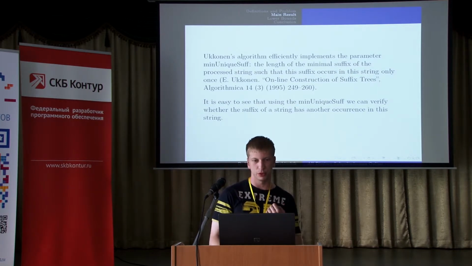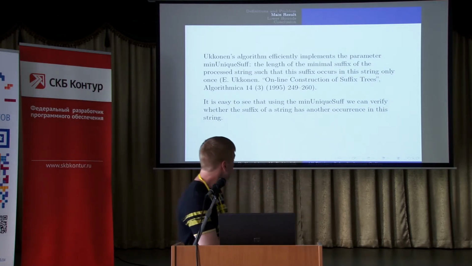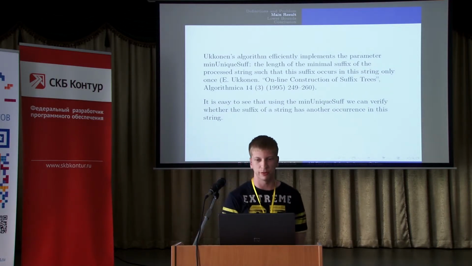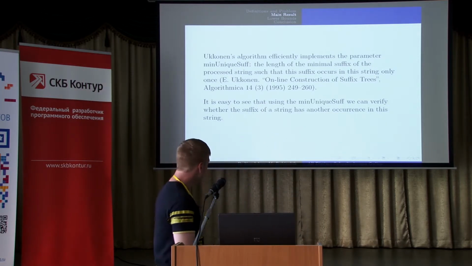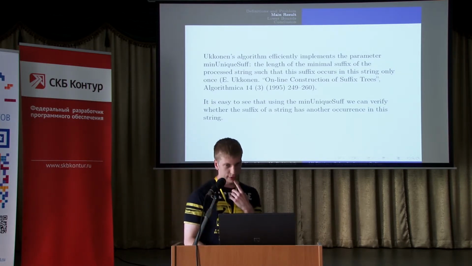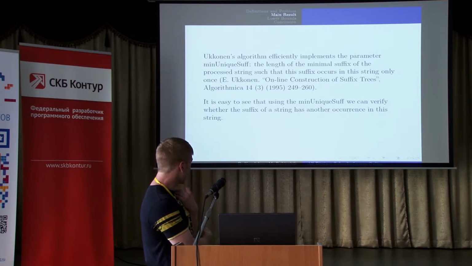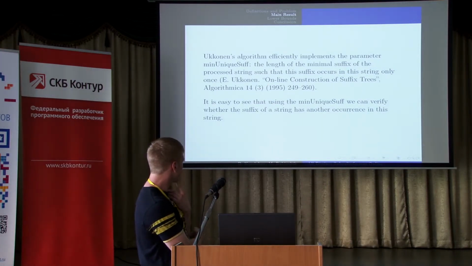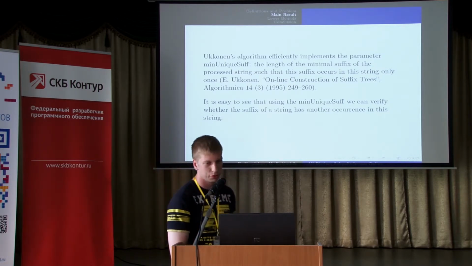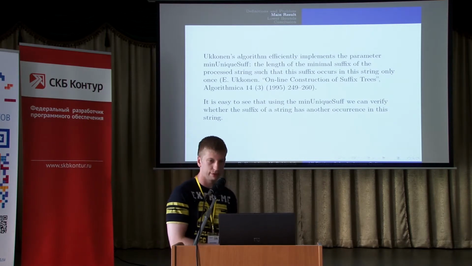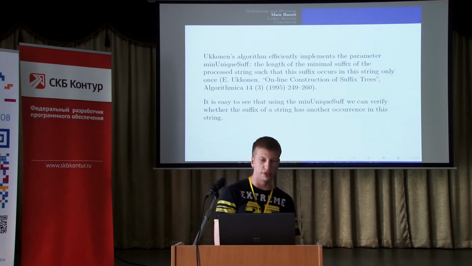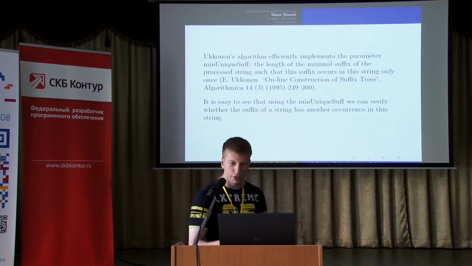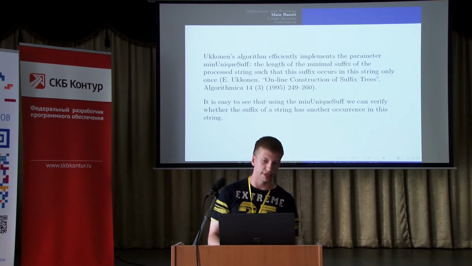The internal implementation of Ukkonen's algorithm implements the parameter min unique suffix. Minimum unique suffix is the length of the minimum suffix of the processed string such that this suffix occurs in the string only once. We can find the internal details of this algorithm, for example, in the source paper of Esko Ukkonen, or in some other book. I will not describe here the internal details of this implementation, but we can do it. And it is easy to see that using this parameter, we can verify whether the suffix of a string has another occurrence in this string.